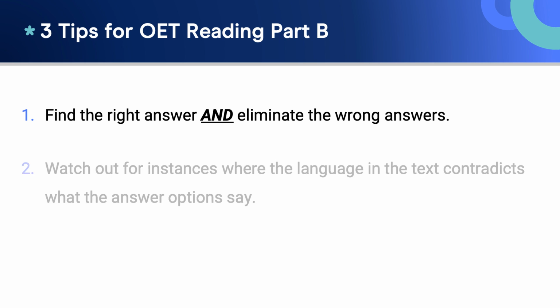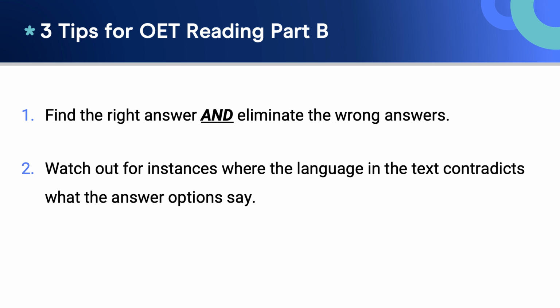When practicing for the test, this is a great way to make sure you can answer some of the harder Part B questions. The second tip, watch out for instances where the language in the text contradicts what the answer options say. So, if the question asks if something is or can, often the text will say it isn't or can't. It's a simple positive-negative relationship between the language in the text and the question. These types of questions show up in a lot of OET tests.